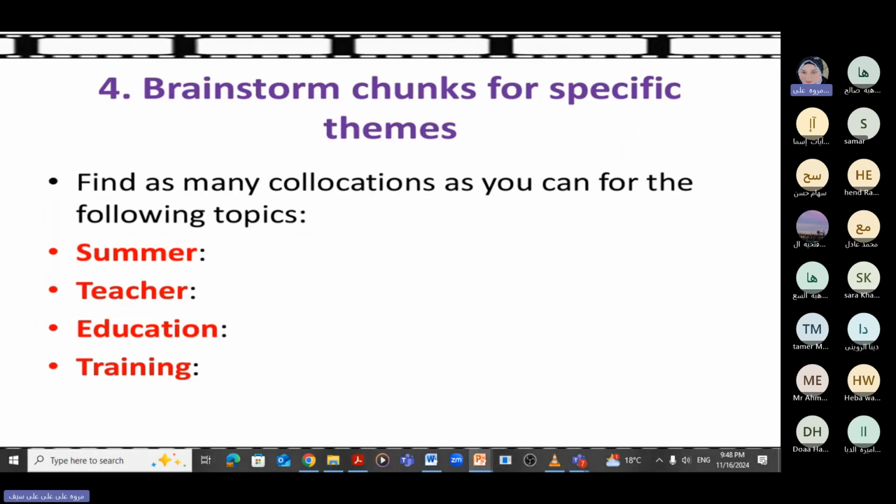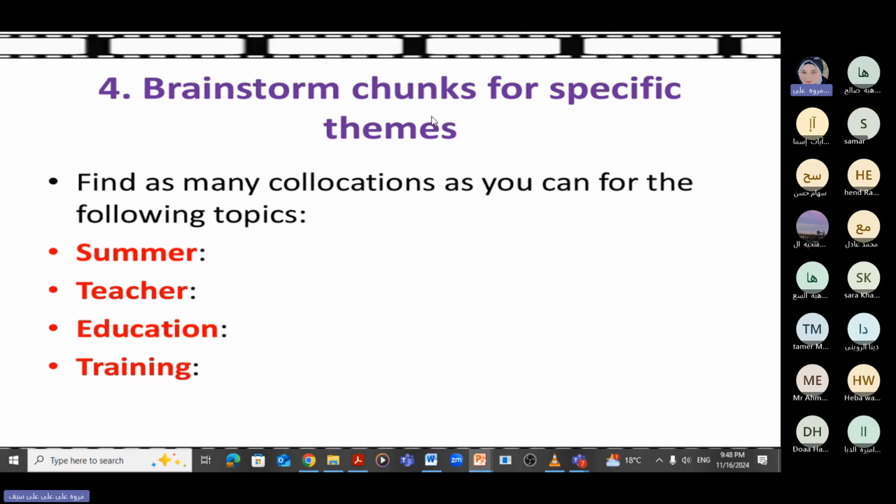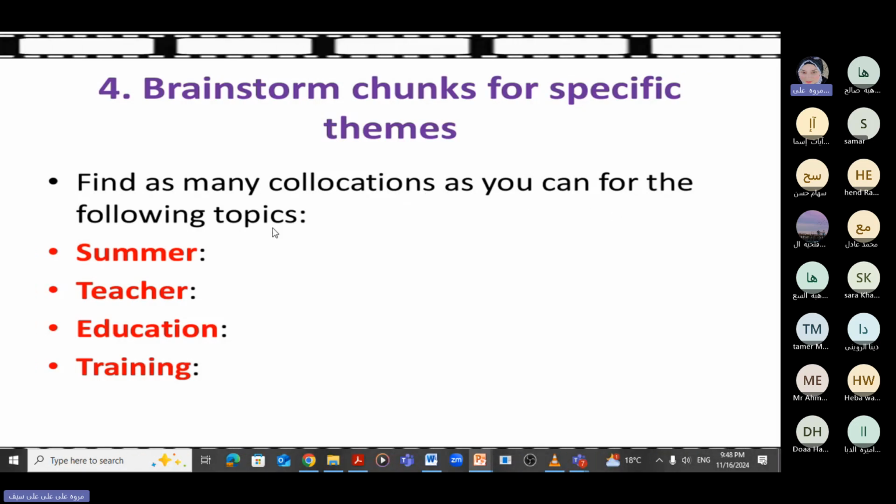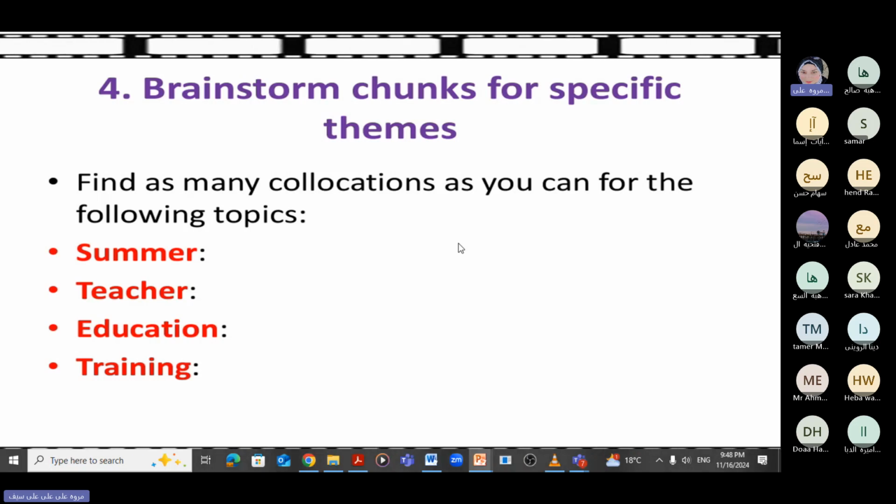Now, the fourth activity or technique suggested by the lexical approach is to brainstorm chunks for specific themes. We give the theme, which is summer, and we ask them to brainstorm chunks for this specific theme. They give me some chunks, expressions, collocations, and idioms that express this topic. Your task here: we have four topics: summer, teacher, education, training. You have 2 minutes to find as many collocations as you can for these topics. I know this takes time and may need going online or brainstorming ideas, but just try to give me one collocation for every topic. Let's share together after the 2 minutes.